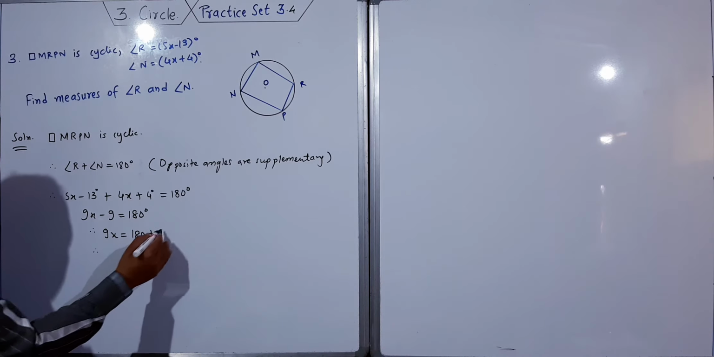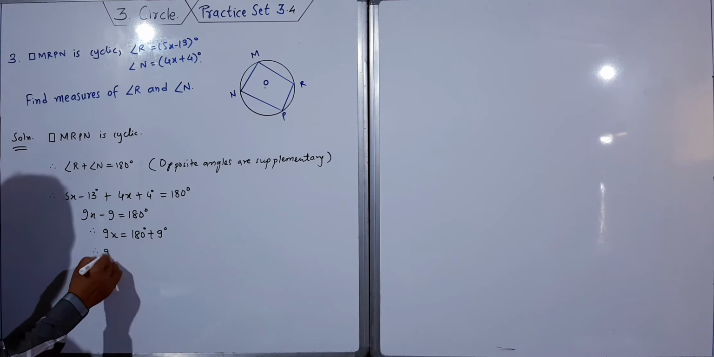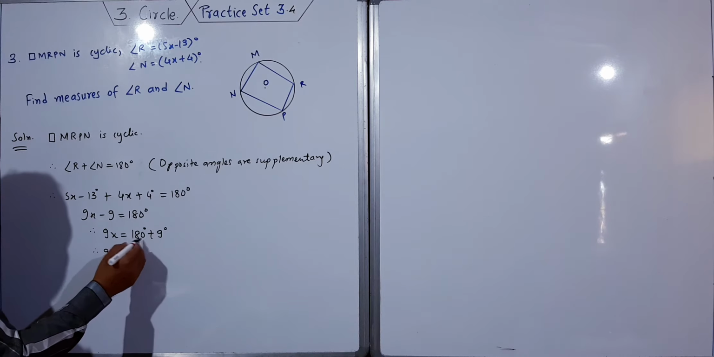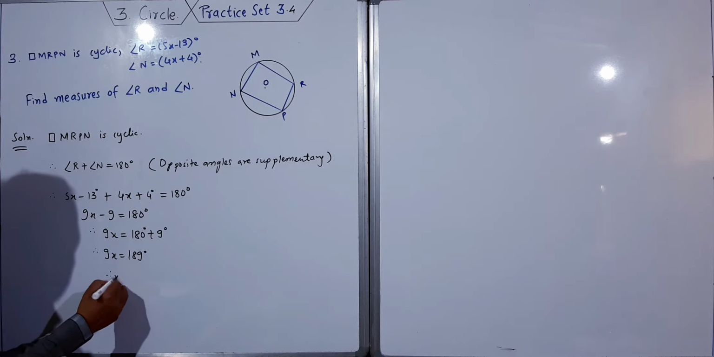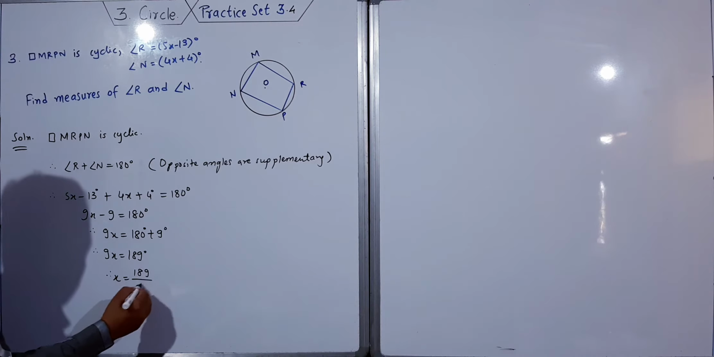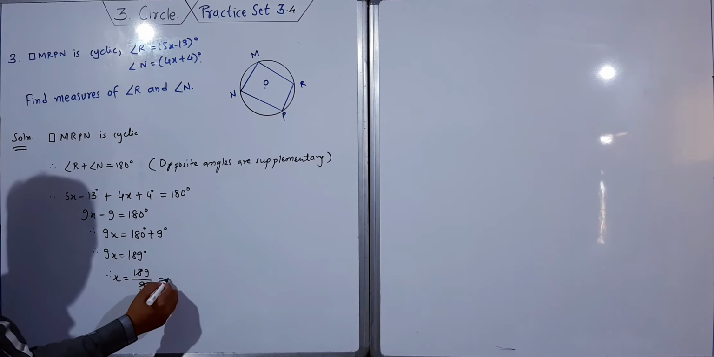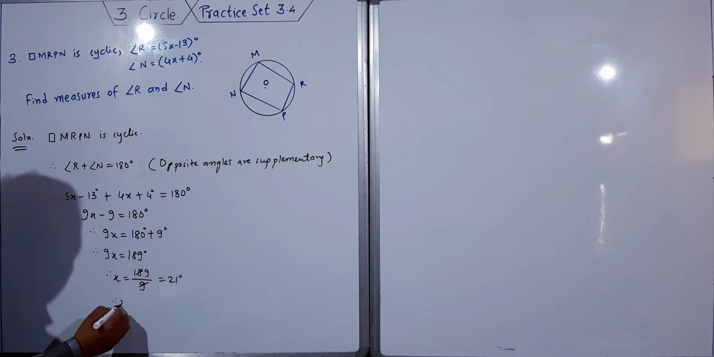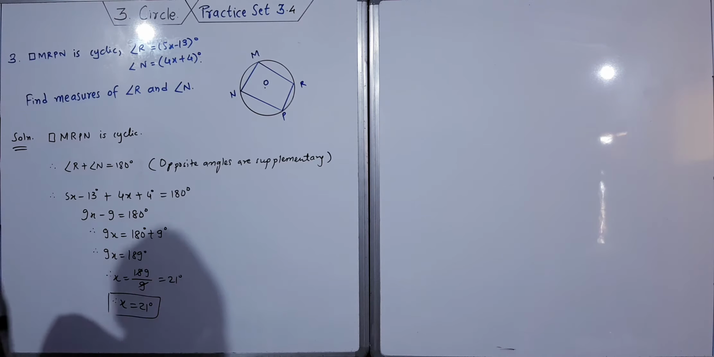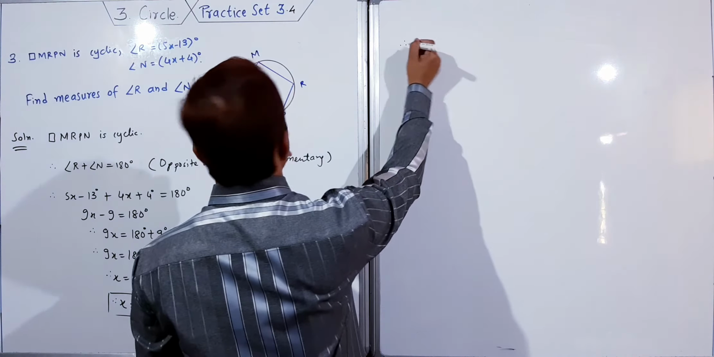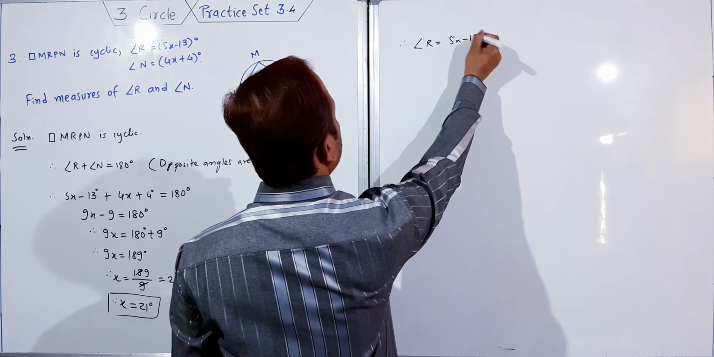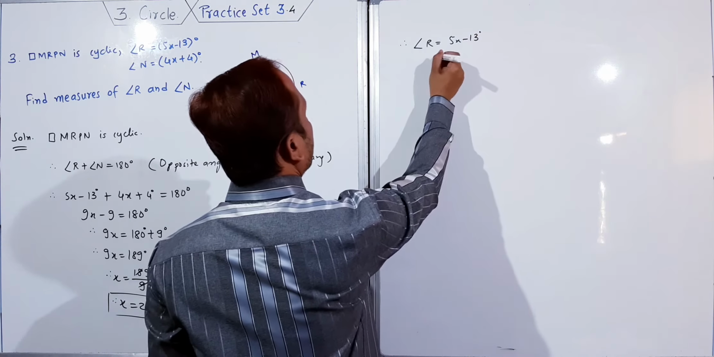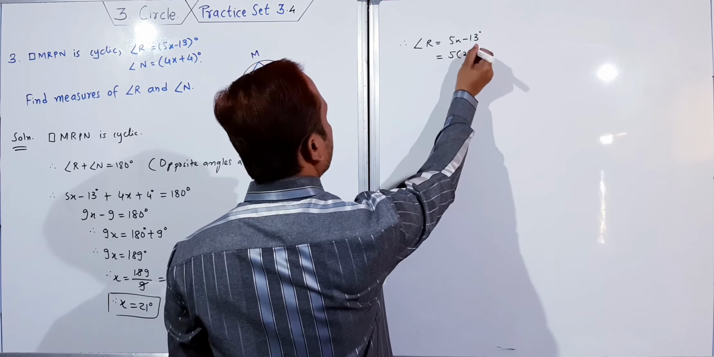Then 9x is equal to 189. So x is equal to 189 divided by 9. 9 ones are 9, 9 twos are 18, and 9 twos, so x is equal to 21 degrees. Therefore, what is the angle? Angle R is equal to 5x minus 13, so 5 into 21 minus 13.